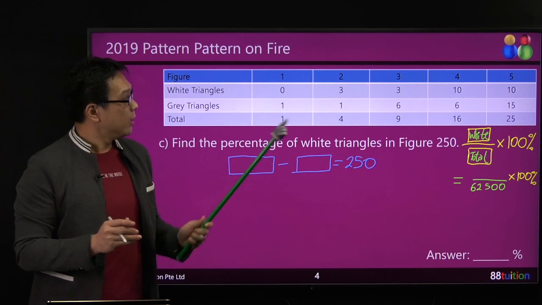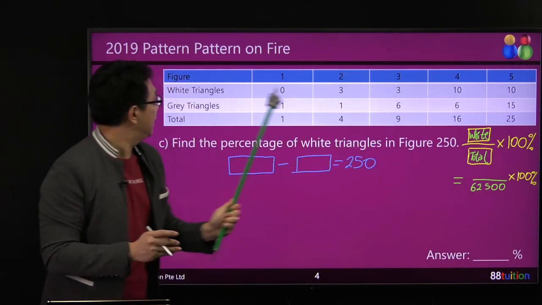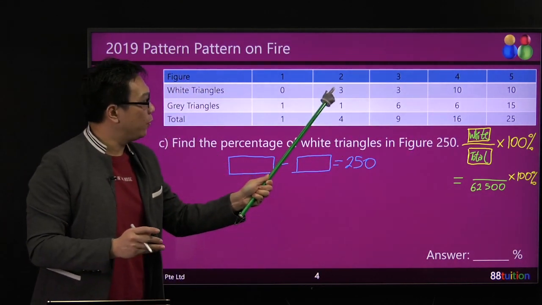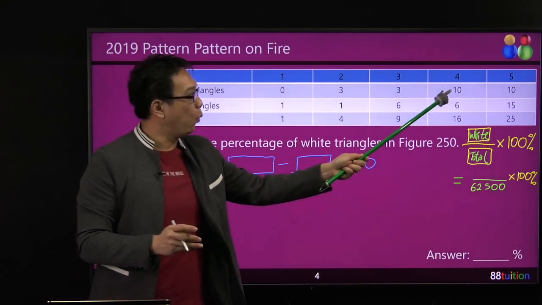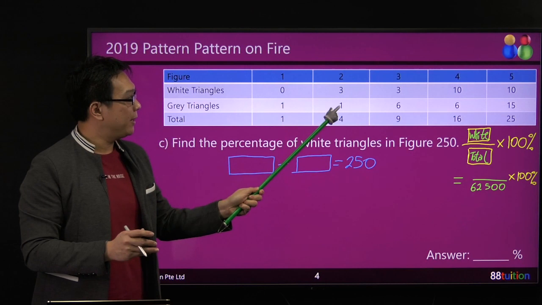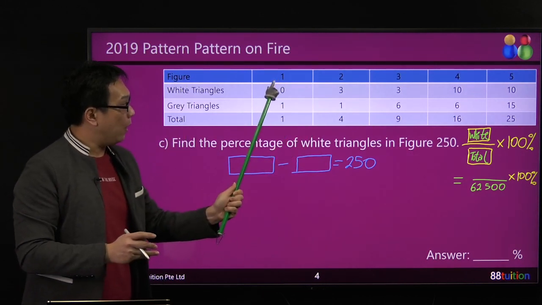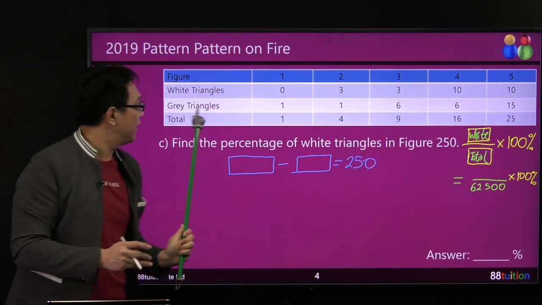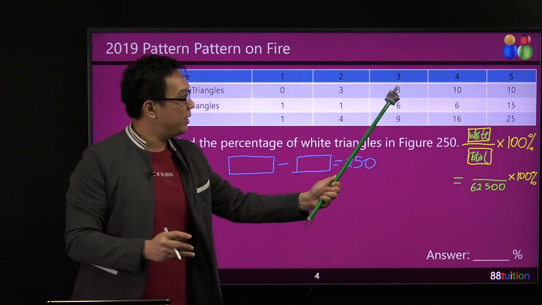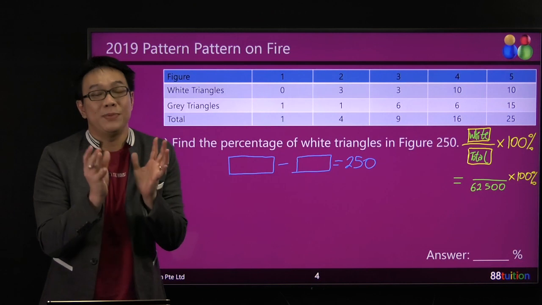Can you see that? Alright, so for the even figure number, 2 and 4, the white is always more than the grey. So it's always taking the white minus the grey to give you the difference. Can you see that? For figure odd number, 1, 3, and 5, it's always the grey that's more. 1 minus 0 is 1. 6 minus 3 is 3. 15 minus 10 is 5. It's a pattern question, so there must be some pattern.